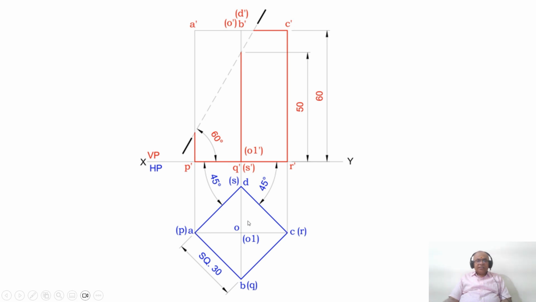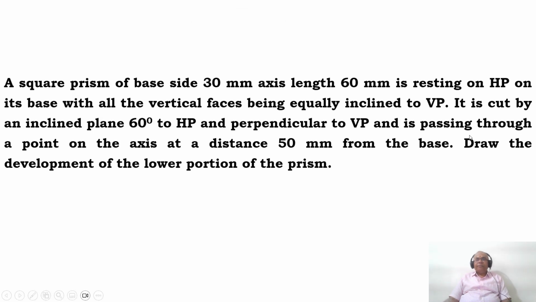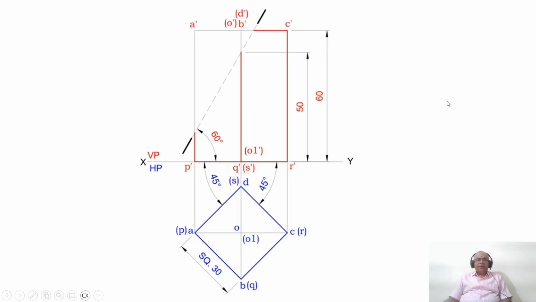Then join AC and DB with diagonal thin lines, and you mark this as O1, and this is a square of 30 mm, and show the angle of 45 degree on this side and also on this side, which will be equally inclined to VP. This is what we can see, resting on HP on its base with all the vertical faces being equally inclined to VP. So which are the vertical faces? A, D, S, P, that is one vertical face, and D, C, R, S, which is the other vertical face, which is equally inclined to VP.